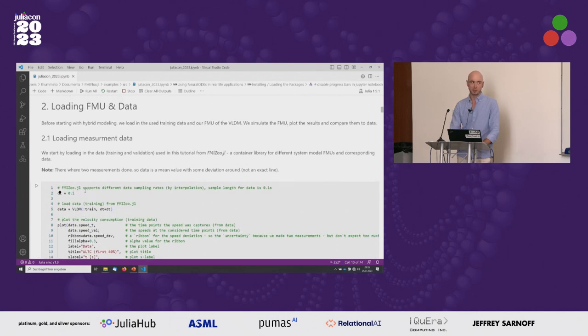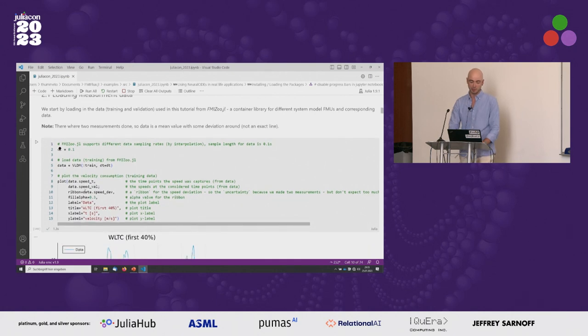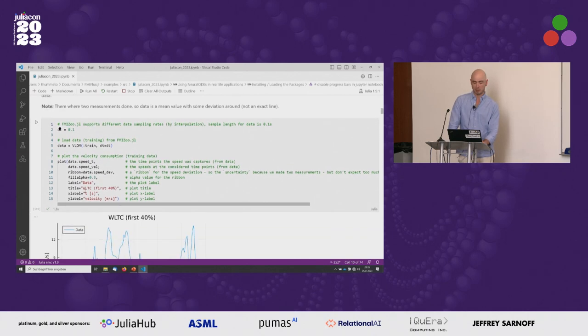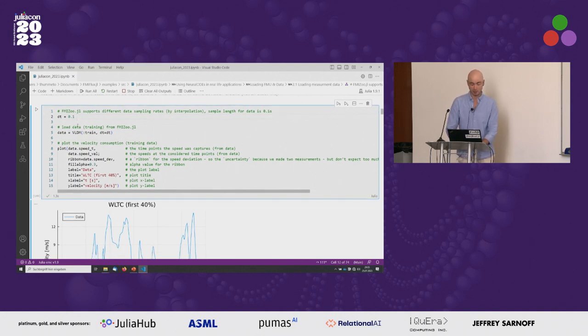First thing we want to do after loading in the libraries is loading some measurements. And the measurements are part of the FMI Zoo together with the model itself. FMI Zoo supports downsampling of the data, because it was measured at around 100 hertz, I think, and that's a bit too much for today. So we use a different delta time of 0.1 seconds.